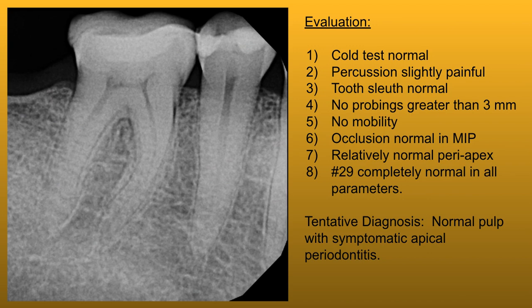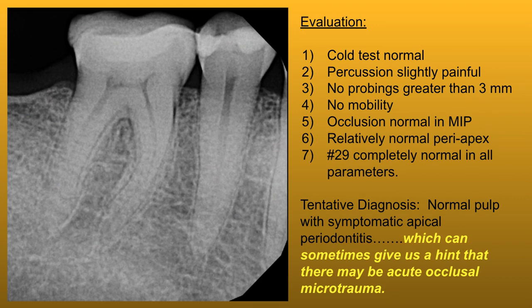And based on the landscape of diagnostic testing that we did here, we can say normal pulp with symptomatic apical periodontitis. That doesn't necessarily allow us to then go ahead and treat. You're not going to do a root canal based on that. But we do need a diagnosis, and there's our tentative diagnosis, unless we get additional information. And that's where we have to start putting our thinking cap on. Where do we go to get additional information to convert this tentative diagnosis to a definitive diagnosis?